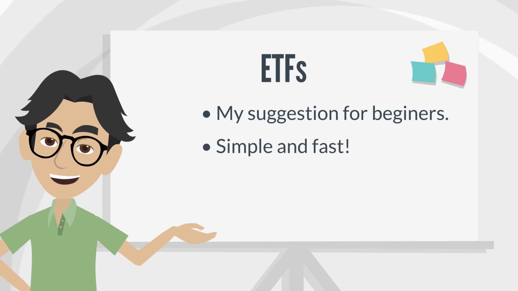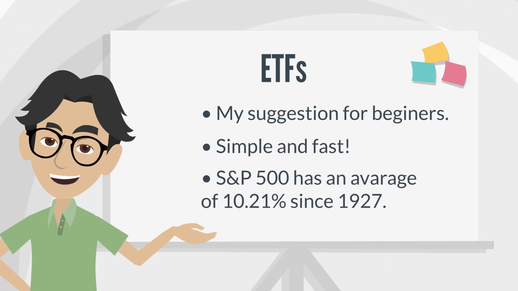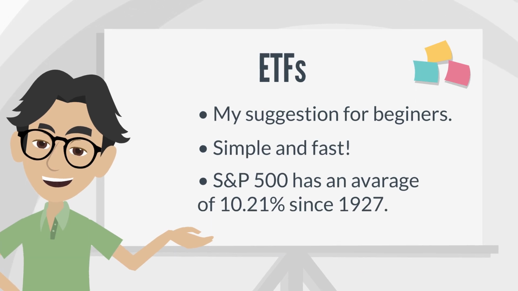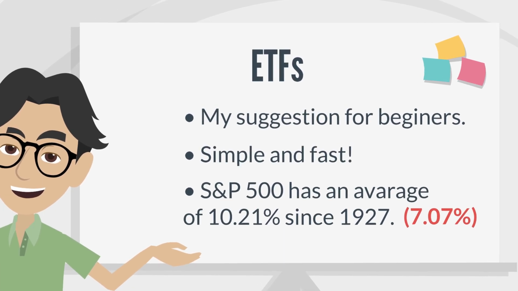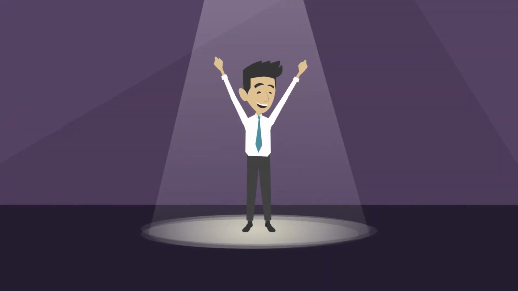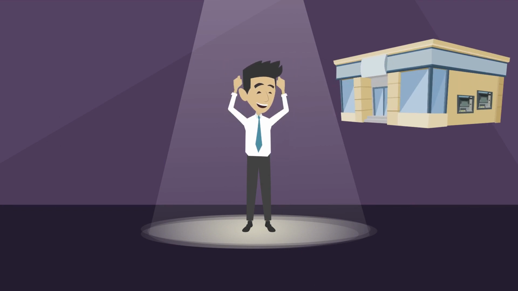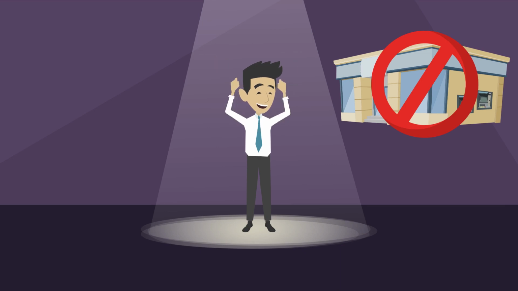The SP 500 has performed an average of 10.21% per year since 1927, or 7.07% per year with inflation adjusted. Honestly, that is simply great, isn't it? Compare this to what your bank is offering you as an investment returns, and you see the difference.